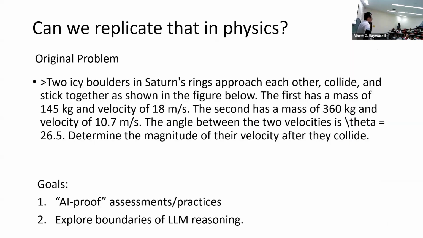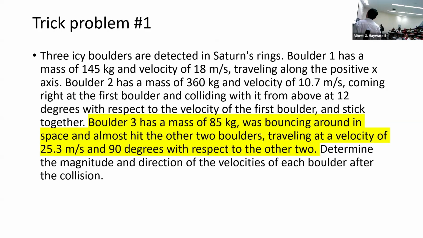And I got it. We have those kinds of physics problems, and I know that a lot of students are pasting it into ChatGPT and have it give the answer. Can we create AI proof problems that trick the AI into giving the wrong answer? This is a problem of 2 icy boulders colliding with each other.